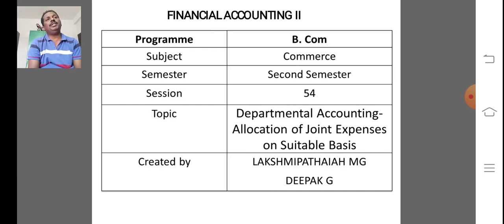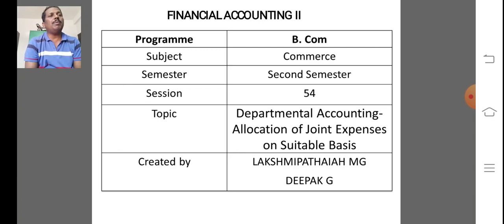So, what are the steps and procedures in the preparation of departmental accounts? There are five steps. Step number one, that is preparation of departmental trading account. The following details are required for preparation of departmental trading account: opening stock of each department, purchases and purchase returns of each department, sales and sales returns of each department, and direct expenses like wages, carriage inwards, power, water, brokerage and commission on purchases, etc. of each department, and closing stock of each department.